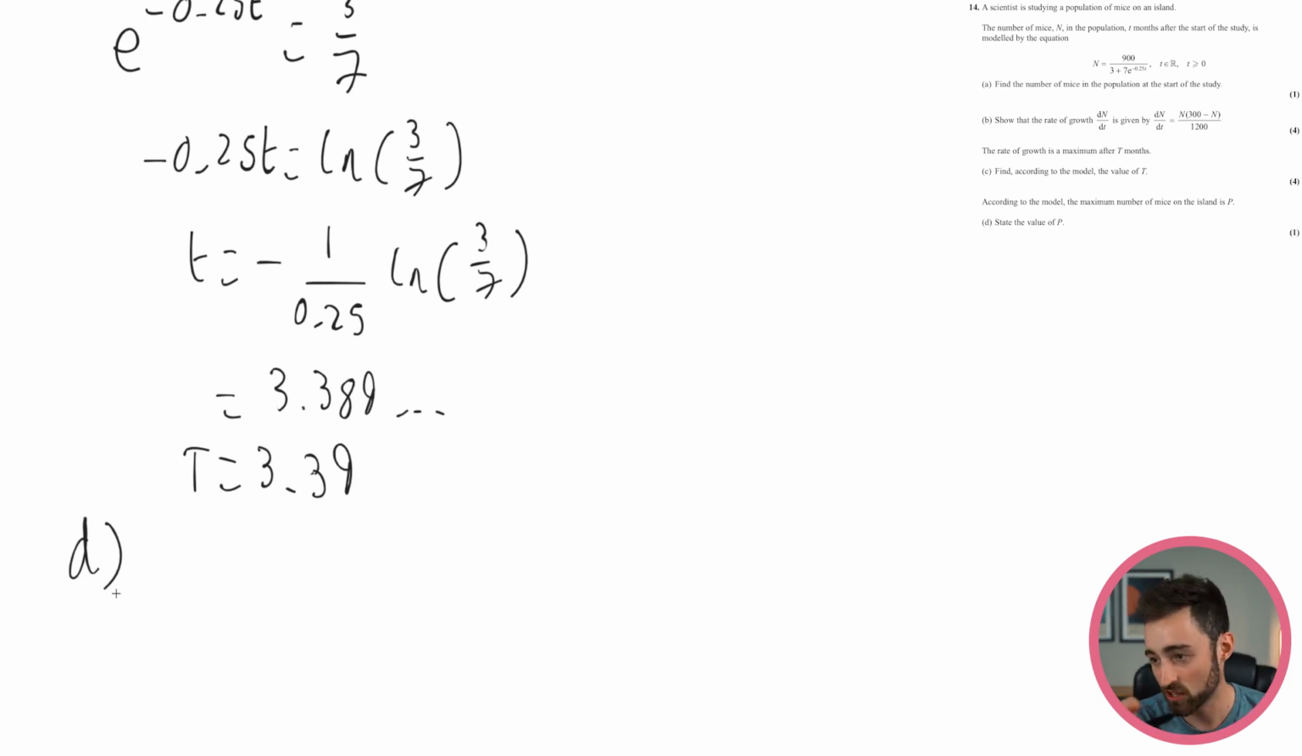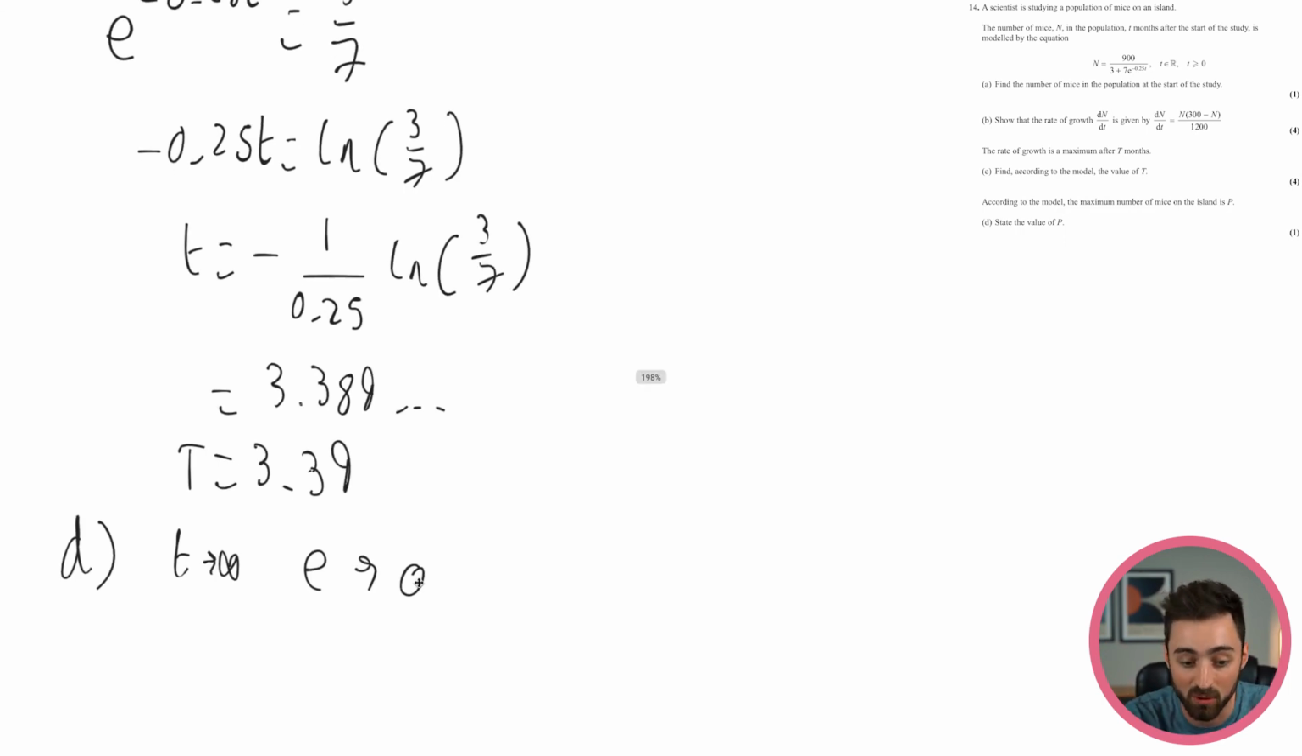I've got 900 divided by 3 plus, and then 7e, and this is a negative exponential here. This is on the bottom, okay? So if I divide by a bigger number, that's going to make my n smaller. So I essentially want to minimize the bottom, don't I? And how am I going to do that? What happens as t goes to infinity? E is going to go all the way to 0, isn't it? Because it's a negative exponential. And I want to minimize that, don't I? Because it's on the bottom and I want to divide by the lowest number possible.